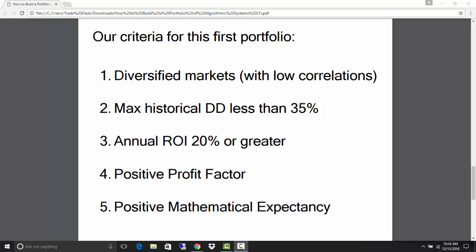Number 2, we want to make sure that the maximum historical drawdown is less than 35%, which is a pretty aggressive figure, but that's what we've decided to use today. Number 3, we want to make sure that the annual ROI is about 20% or greater. Number 4, the profit factor should be positive. In other words, there should be more made than lost on average if you were to calculate the average of all trades. Number 5, we want to make sure that the mathematical expectancy is positive.